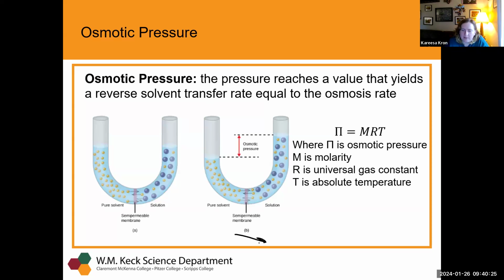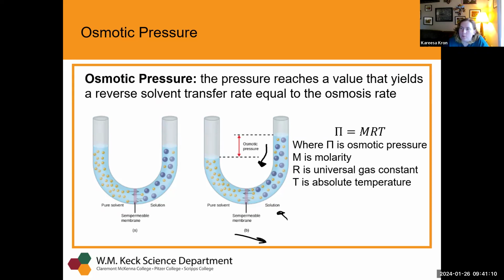So it would like to go this way, but the weight of raising this water level is pushing back down and trying to force solvent back across because there's weight in the tube. And so when those two forces, or when those two pressures of solvent to move either direction balance, then we reach some stable height in our tube, which helps us describe the osmotic pressure. And the osmotic pressure of a particular system is dependent on the molarity of the solution, this side, as well as the universal gas constant and the temperature at which you're taking this pressure.